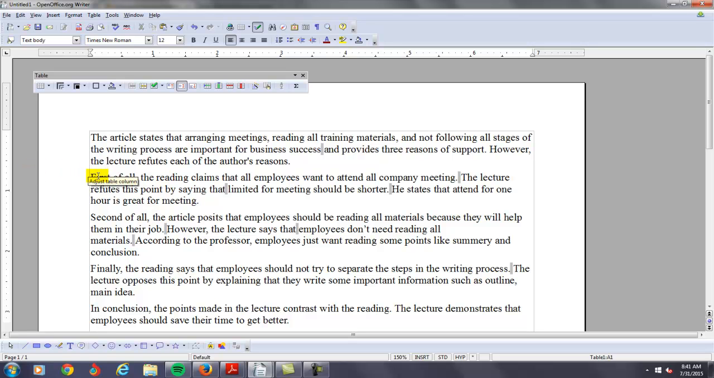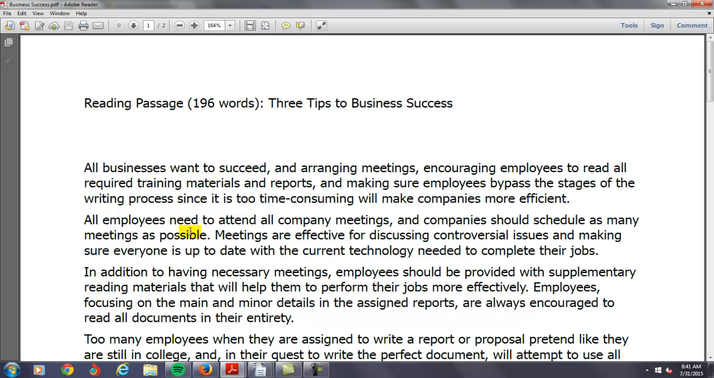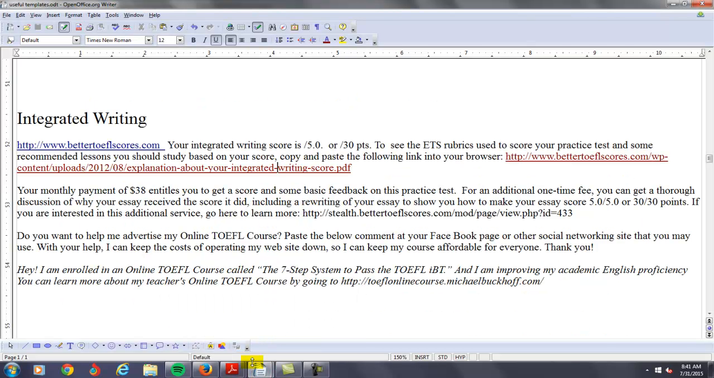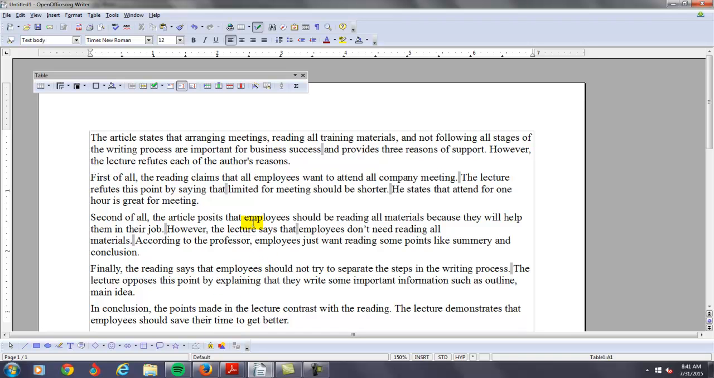You have here, first of all, the reading claims that all employees want to attend all company meetings. That's not true. I think it's saying, if you look at what you see here, so it's saying all employees need to attend all company meetings. That's not the same as wanting to attend all company meetings. So when you're summarizing, you have to make sure that you do not change the meaning of what you are reading. That's a big problem. So I'm going to just say here, must. So the reading claims that all employees must attend all company meetings.